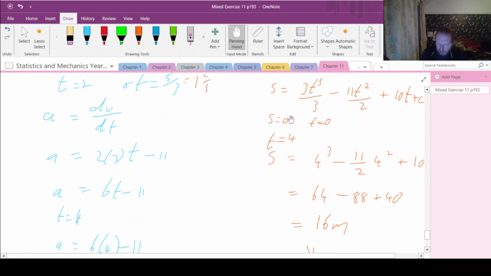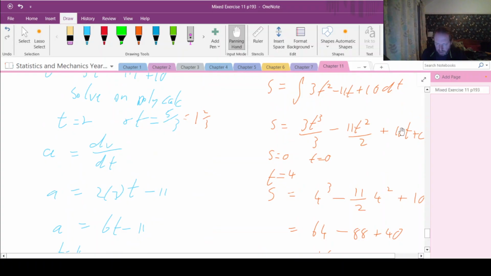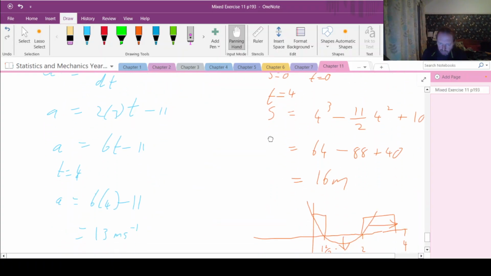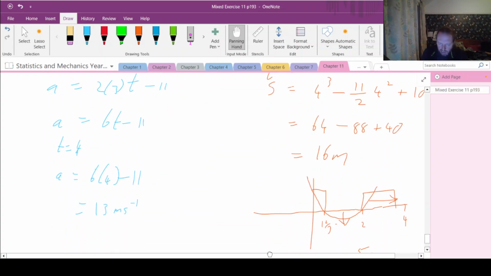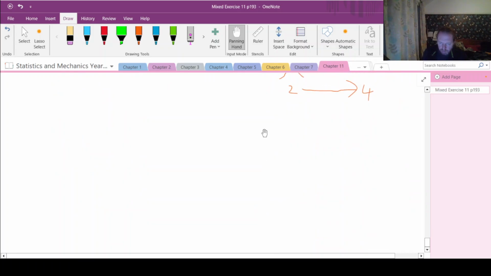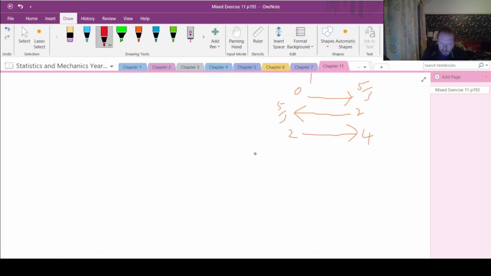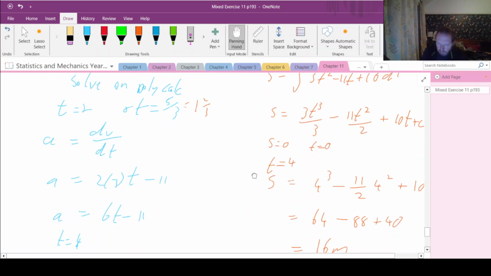Just looking back at this, we do have the correct formula, so let's use that again in terms of the integration. We ended up with s is equal to t cubed minus 11 over 2 t squared plus 10t. Okay, I think that was correct.